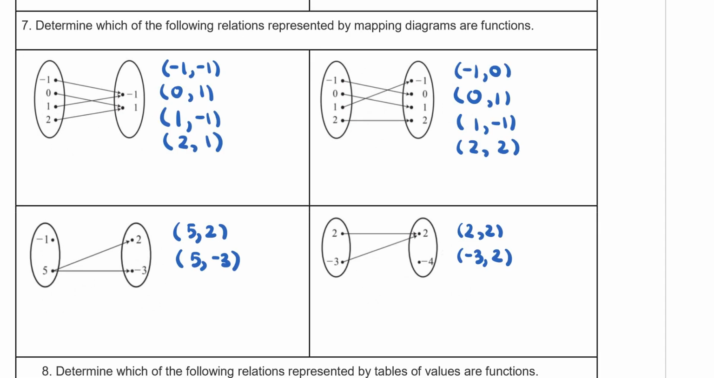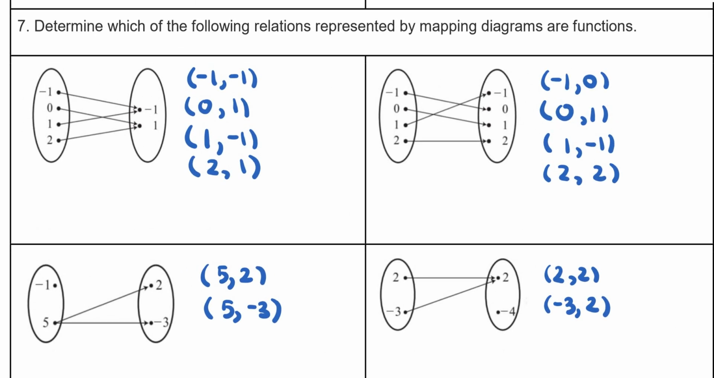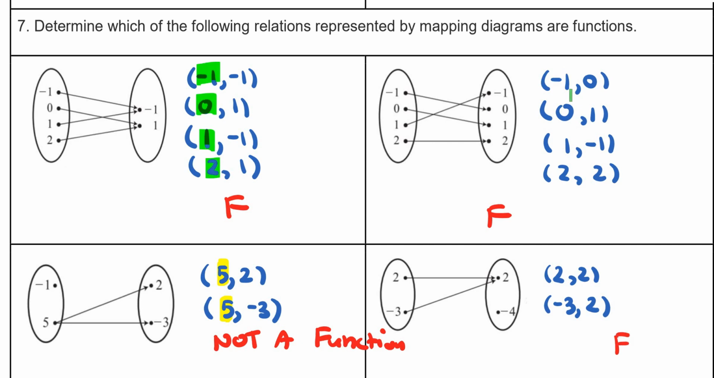Okay, so this is what you should have for your coordinates for each of the diagrams right here. For all 4 cases, the only mapping diagram that has 2 of the same x coordinates is this third one down here. So this one's definitely not a function. It turns out the rest are going to be functions. So this is definitely a function, this is a function, and this is also a function. And clearly all the x values are different.